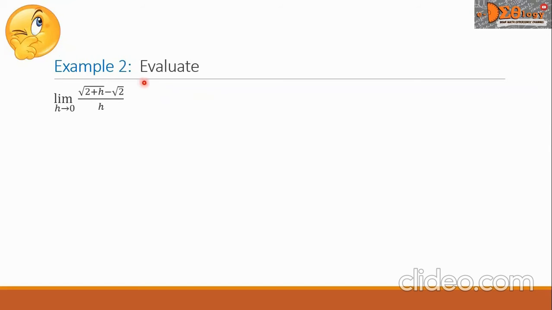Let's have example 2. Evaluate the limit of the square root of the quantity 2 plus h minus the square root of 2, all over h, as h approaches 0. Substituting the value of h in our function, we have the square root of the quantity 2 plus 0 minus the square root of 2 all over 0. And we have the square root of 2 minus the square root of 2 over 0. We can see that this is equal to 0 over 0, another example of indeterminate form.